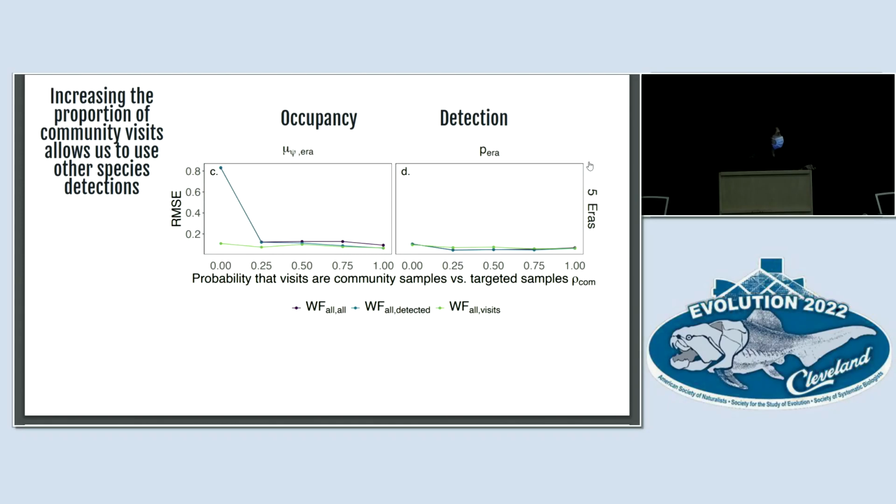On the other end, when the probability of community visits is 0, so every single visit is a targeted visit, we see that our estimates of occupancy have a lot of error, right? So these make sense. If none of them are community visits, we don't have any information about absences. If everything is a community visit, we have lots of information about absences. The good news, and I think this is the nice moral of the story, is that even if you have 50% of community visits, even if 50% are targeted samplings, you can still do this approach. You can still do this. And so that's awesome. It's not all bad news.